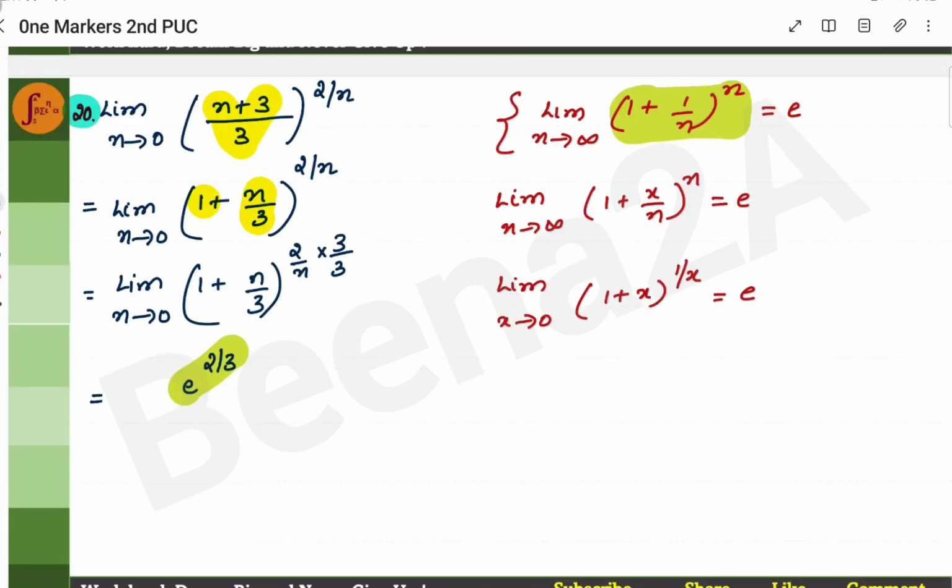Now next one. Let's look at this problem. I have n plus 3 by 3. First thing what I will do is I'll separate this out. N by 3 and 3 by 3 becomes 1. Now what do? Which formula to apply? There are 3 formulas.